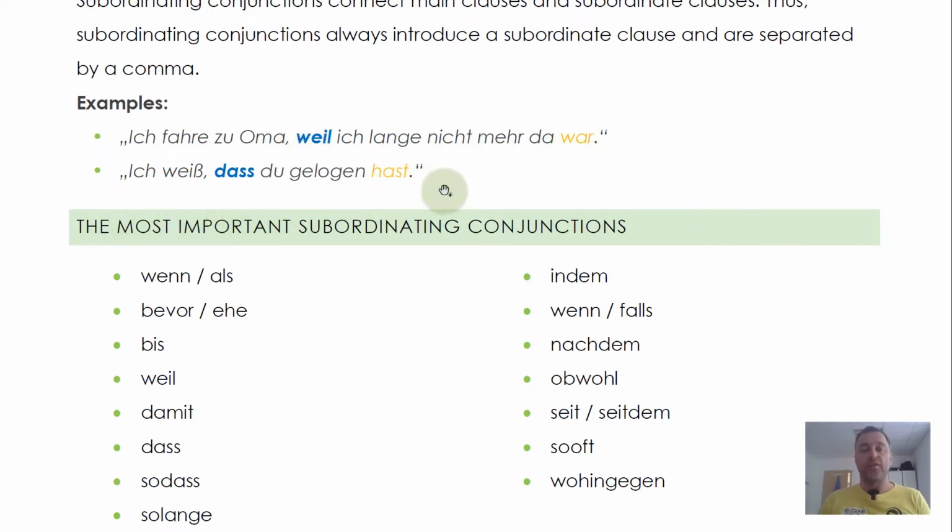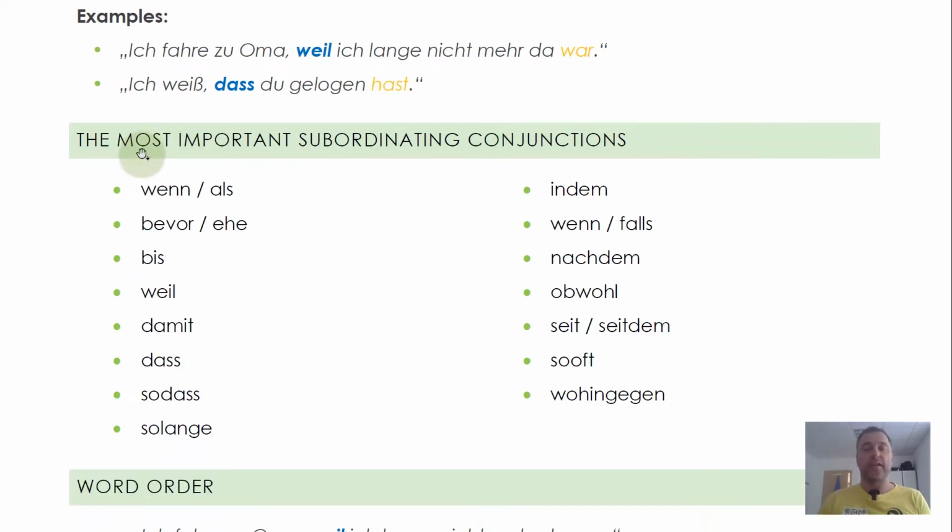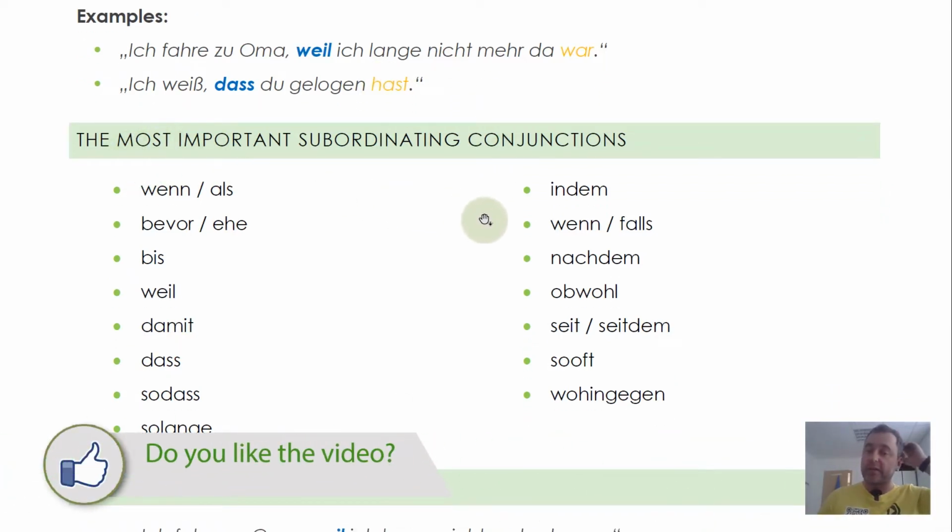Ich weiß, dass du gelogen hast. So I know that you have lied. Dass sends the verb to the very end of the sentence. Here you have a list of the most important subordinating conjunctions. Those are the most important ones.